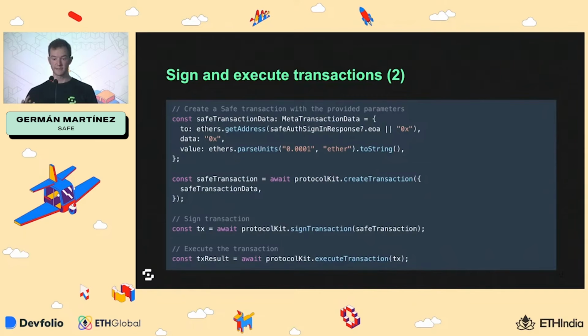Now we need to create the transaction object. So we can build an object with the properties to, value and data. Here is just a random transaction from the safe to the signer, but whatever you need to execute. Then we call the protocol kit dot create transaction, and we pass this transaction object. Then we need to sign the transaction, so we can call the protocol kit dot sign transaction, and we pass the safe transaction. And this will return the TX object that we need to pass to the execute transaction method.